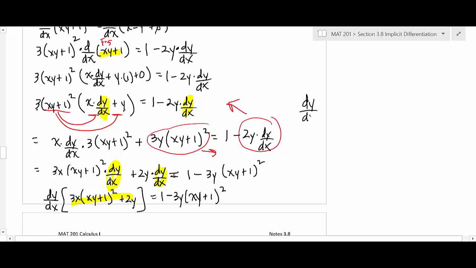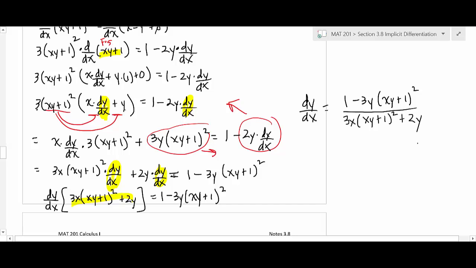We have dy over dx. Got the right side is 1 minus 3y xy plus 1 to the second, all over this mess. So that's 3x, xy plus 1 to the second, plus 2y, like that.